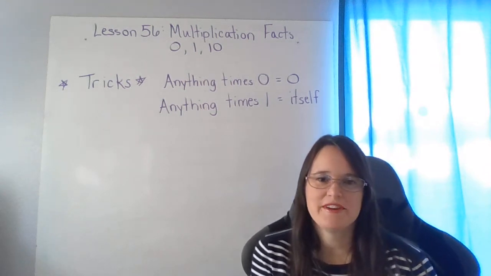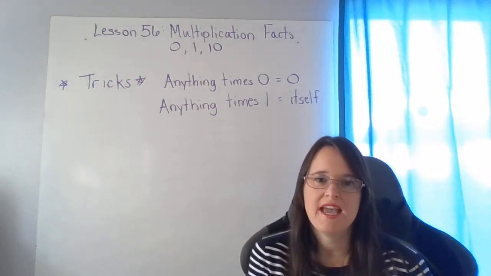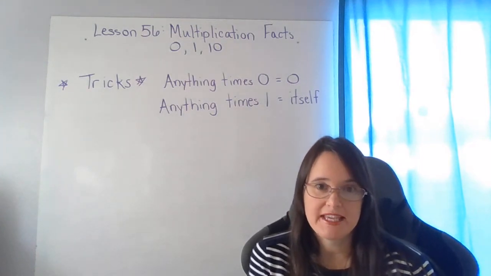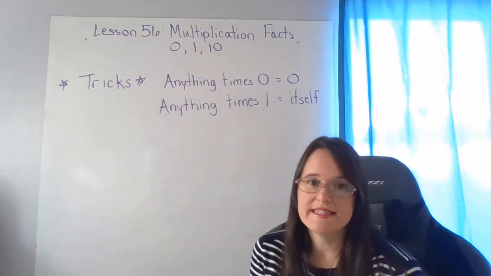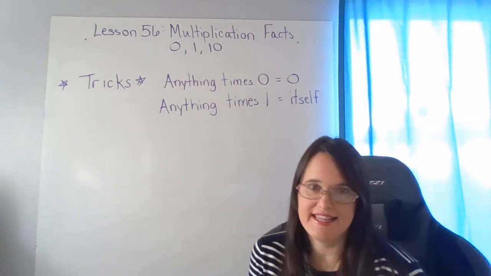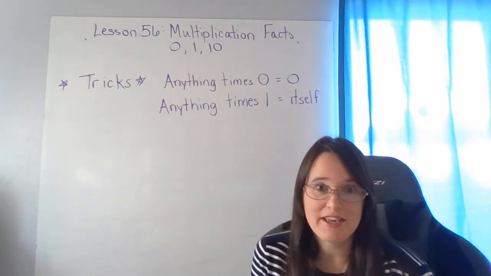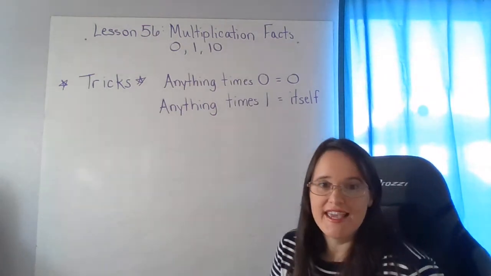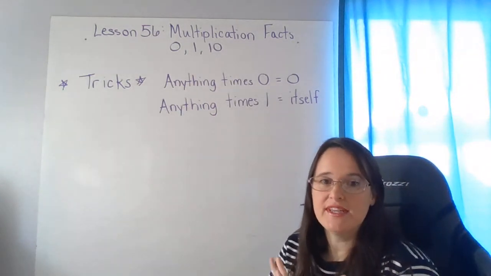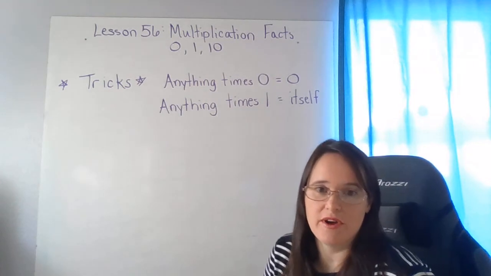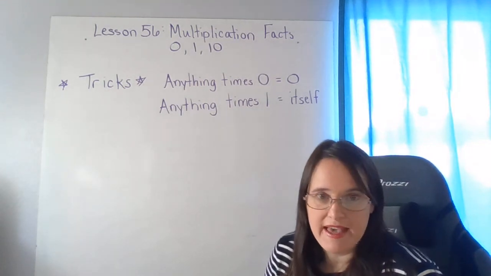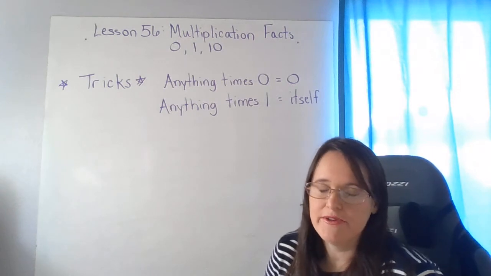Hi class, today we are on Saxon Math Book 3, Lesson 56, and we'll be talking about multiplication facts for ones, zeros, and tens. And I have a couple tricks to share with you today. So the first trick is anything, absolutely anything, times 0 equals 0. Here's how you can remember that until it becomes a habit for you.